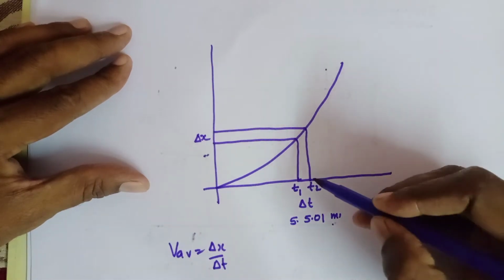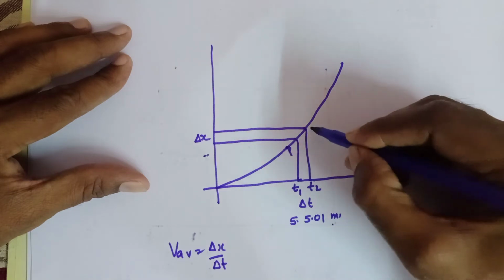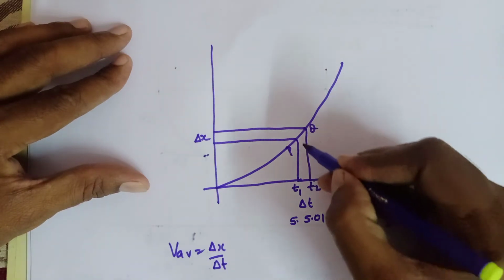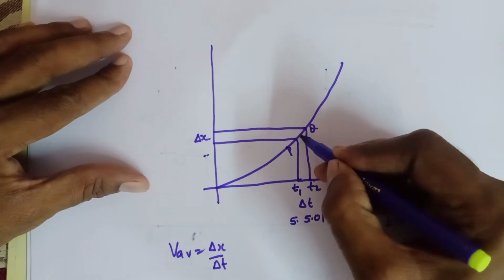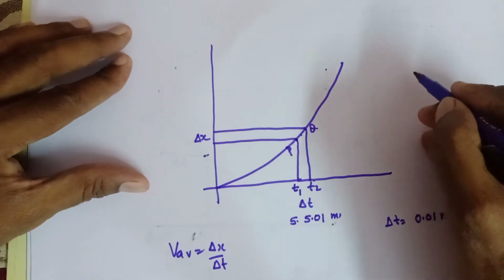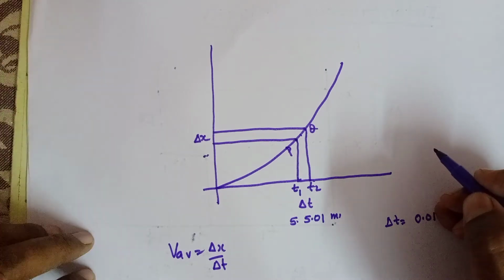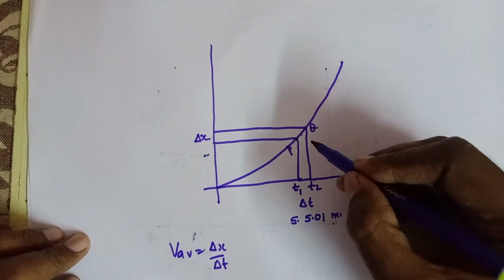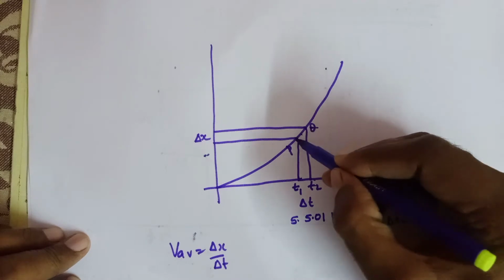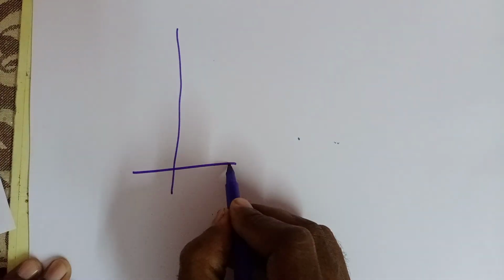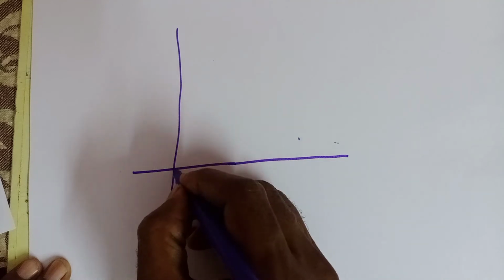If this point is p and this point is q, and this time interval is very small, suppose we extend this point here, so what will happen? If the time interval delta t tends towards 0, the q will be here. We can take a number of positions of q. So if the time interval is very small, this point will come very close to p.